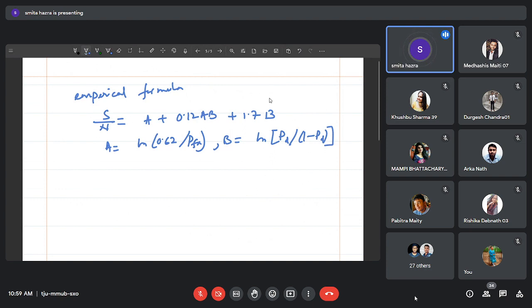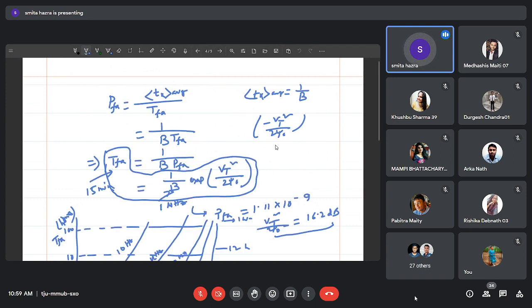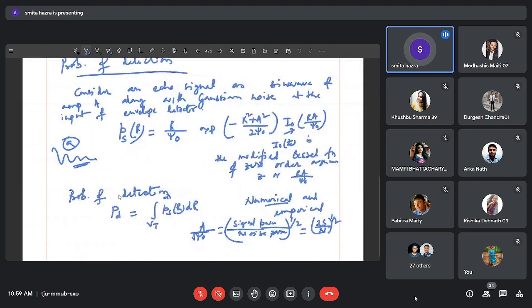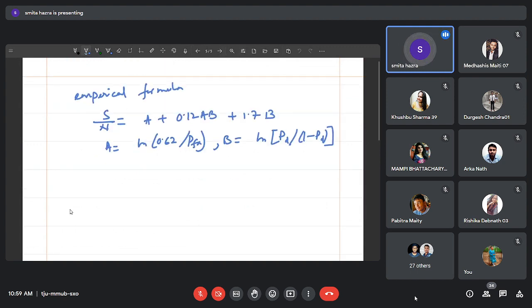Okay. So how does this come? Because the relationship of PFA is simply Vt square by 2 psi naught. And for PD, we have obtained the formula in terms of S by N. So if we fit it for the output formula in terms of S by N, because usually the demand is what is the relationship of S by N so that we can get the proper detection, that is led by this formula, and this is known as the Albertson formula.